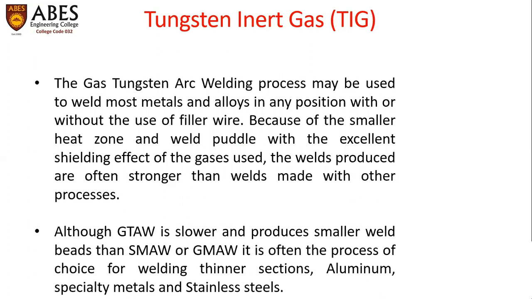The gas tungsten arc welding process may be used to weld most metals and alloys in any position, with or without the use of filler. Because of the smaller heat zone and weld puddle, with the excellent shielding effect of the gases used, the welds produced are often stronger than welds made with other processes. Although GTAW is slower and produces smaller weld beads than SMAW or GMAW, it is often the process of choice for welding thinner sections, aluminium, especially reactive metals, and stainless steel.